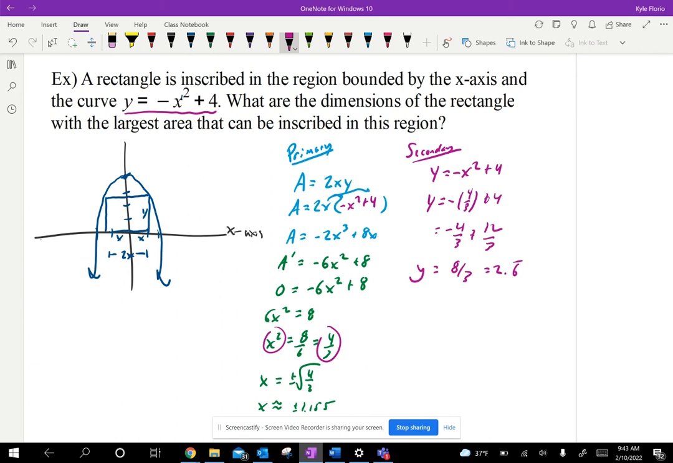So, what are the dimensions of the biggest possible rectangle we can inscribe? It's going to be, let's see, the x, I've got to double that. So it's 2x by y. If I double the 1.155, it's about 2.31 by y, which is about 2 2/3. I'm just going to call it 2.67, approximately.